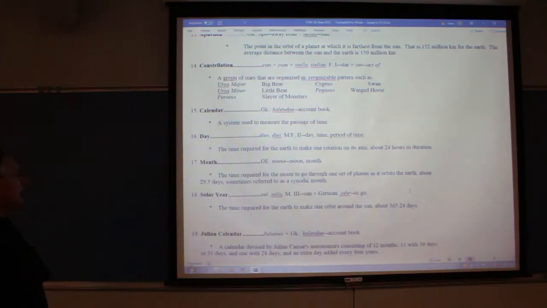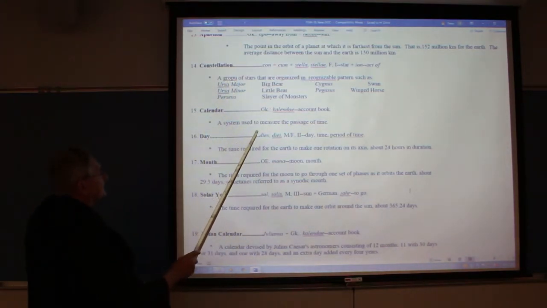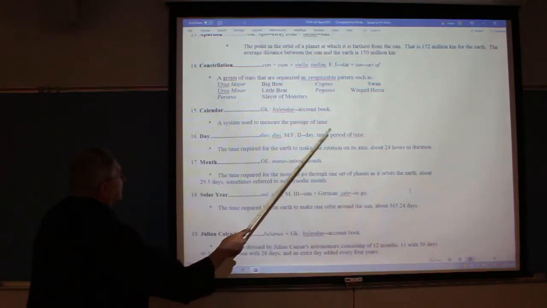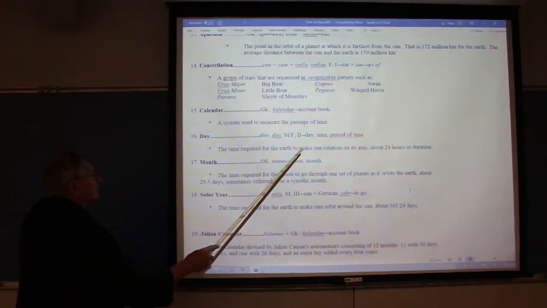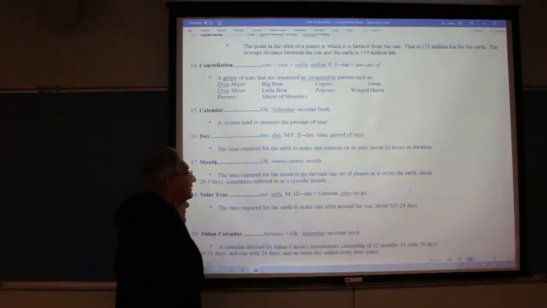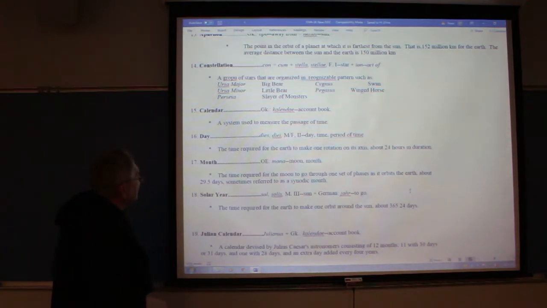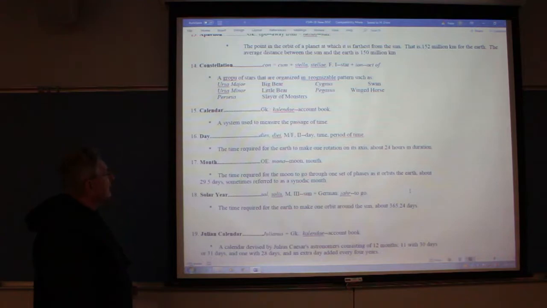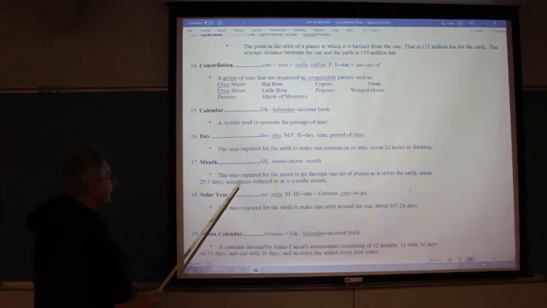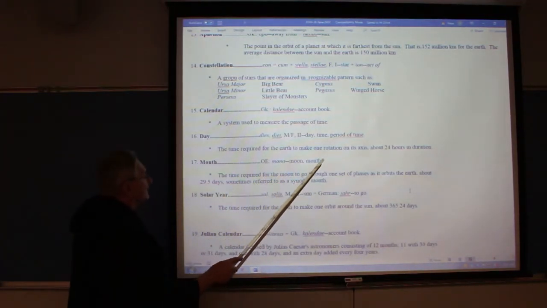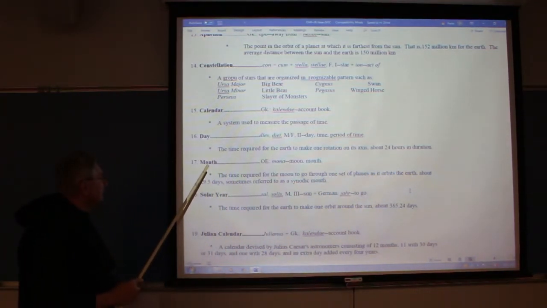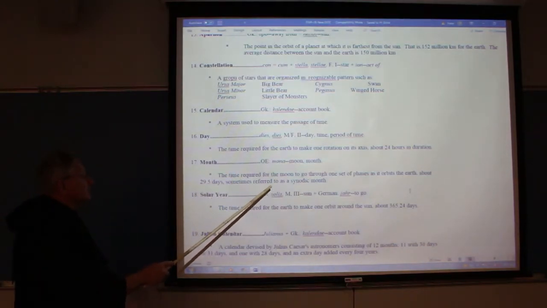So what system do we have? We have a day, dies, masculine, feminine, day, time period. The time required for the Earth to make one rotation on its axis, about 24 hours. And then you can add these days up, and we call it a month. From Old English mona, meaning moon, month. The time required for the moon to go through one set of its phases as it orbits the Earth, about 29.5 days. Sometimes referred to as a synodic month.